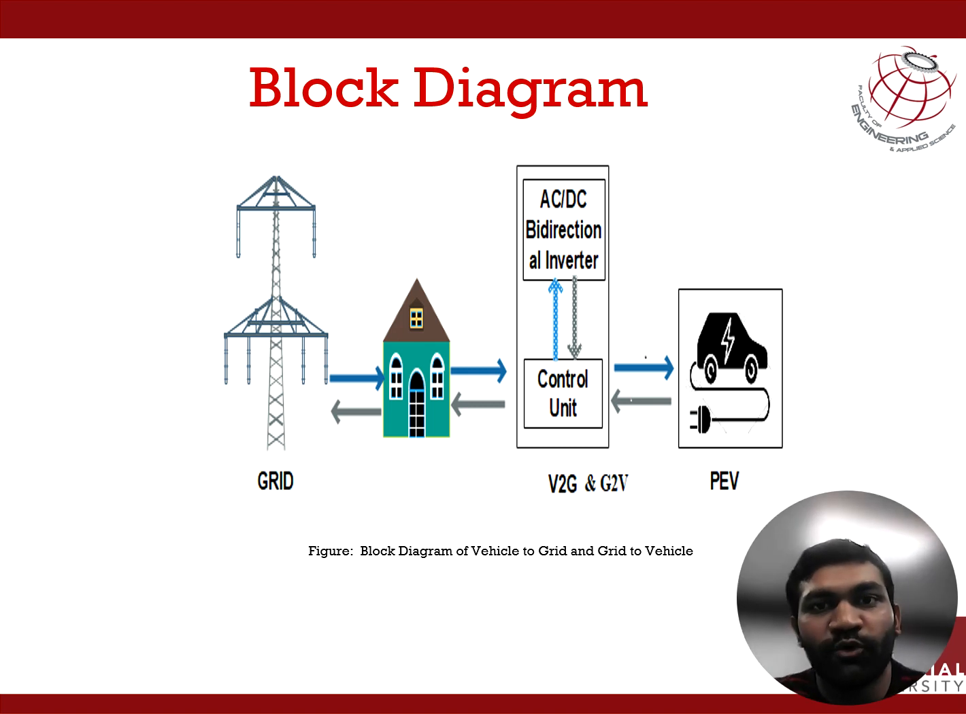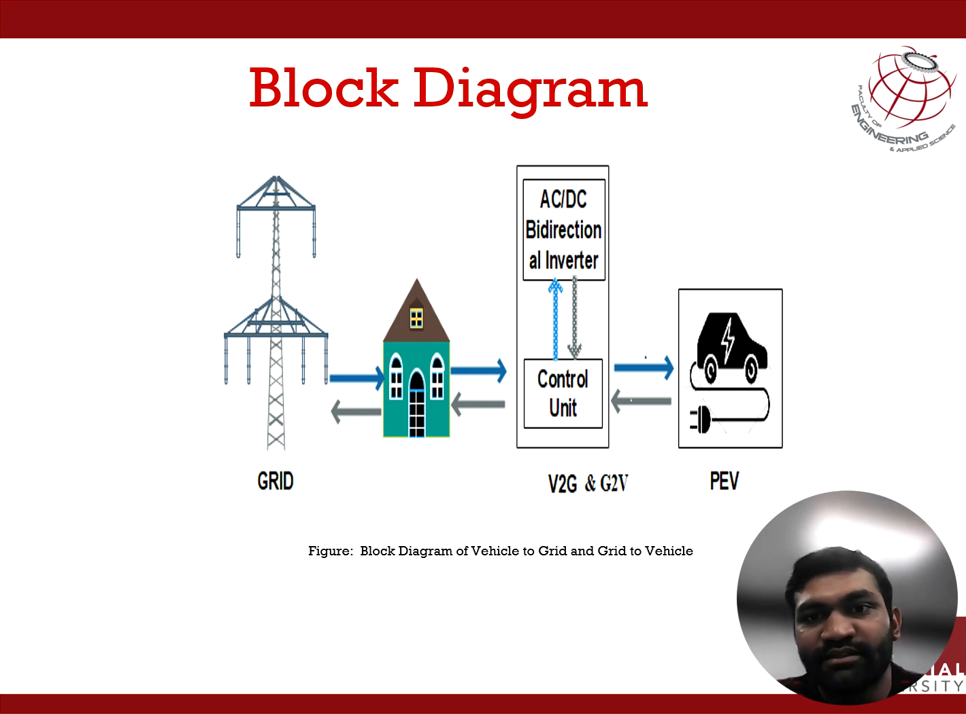So here is the block diagram of our system. Basically, the grid is connected to the house. People can use bidirectional AC to DC and DC to AC conversion, which works through the inverter, and here we use the control units that maintain all the power supply.